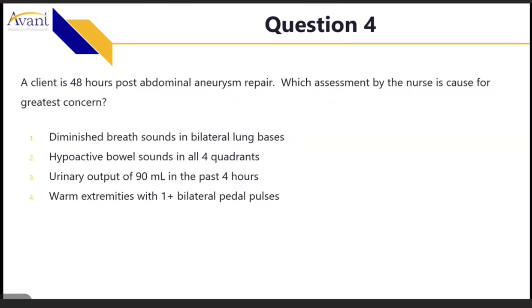Number 1, diminished breath sounds in unilateral and bilateral lung bases. Number 2, hypoactive bowel sounds in all 4 quadrants. Number 3, urinary output of 90 milliliters in the past 4 hours. And number 4, warm extremities with a 1+ bilateral pedal pulse.